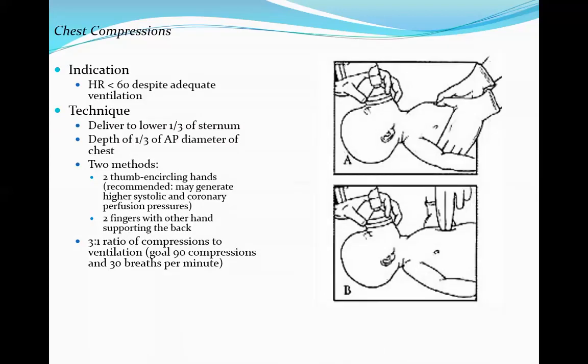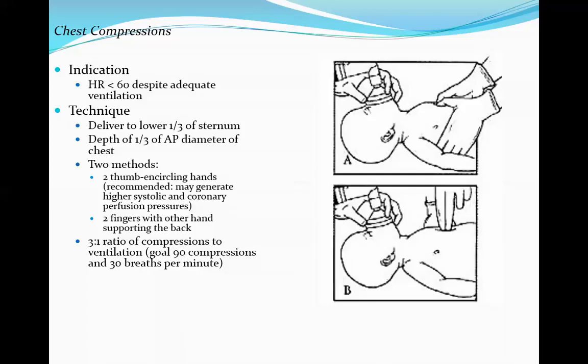For chest compressions, the indication is a heart rate less than 60 despite adequate ventilation. There are 2 techniques to deliver chest compressions. You want to deliver them to the lower third of the sternum, and the goal is a depth of 1/3 of the AP diameter of the chest. This figure shows the 2 methods on the top. Figure A is the 2 thumb encircling hands method, where you have your 2 thumbs on the front, reaching around the back and squeezing down with your thumbs. This is the recommended method.